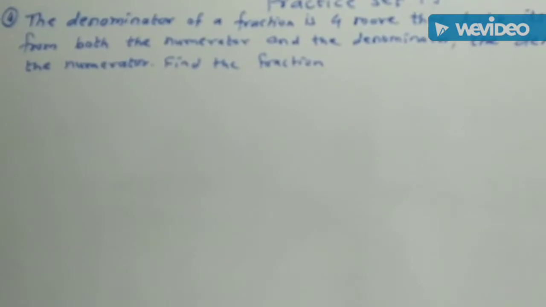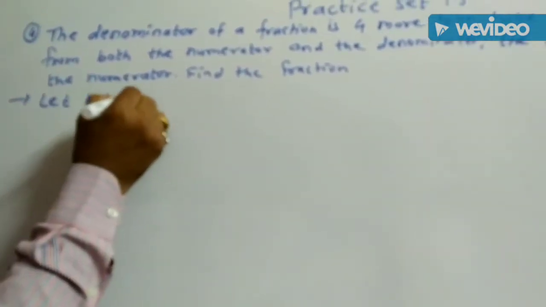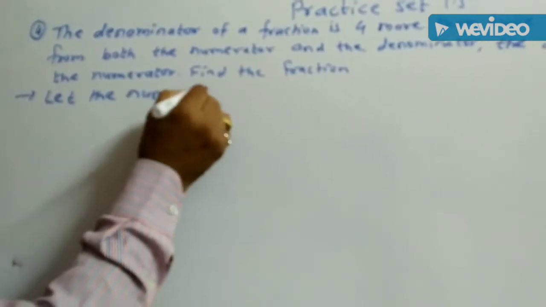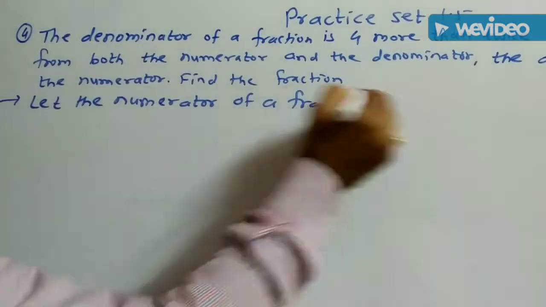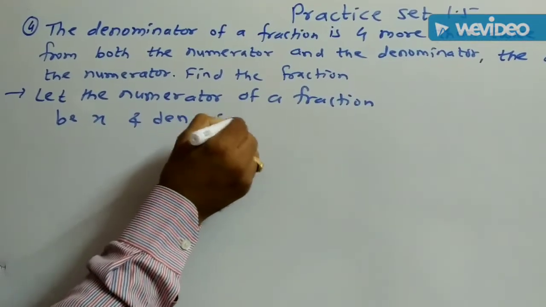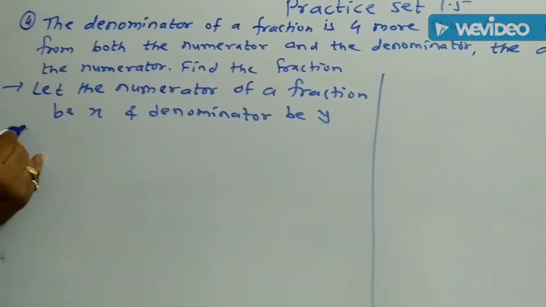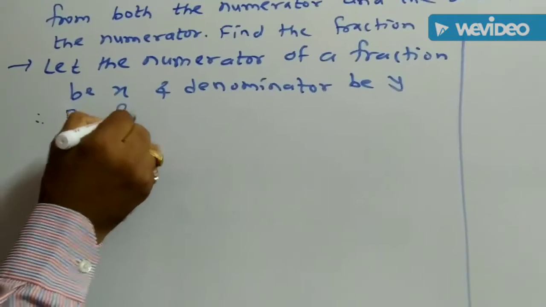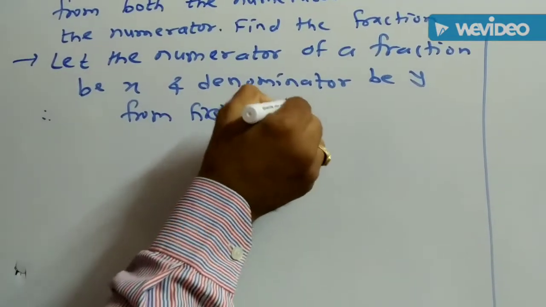numerator and denominator. Let the numerator of the fraction be x and the denominator be y. Then from the first condition, what is the first condition?